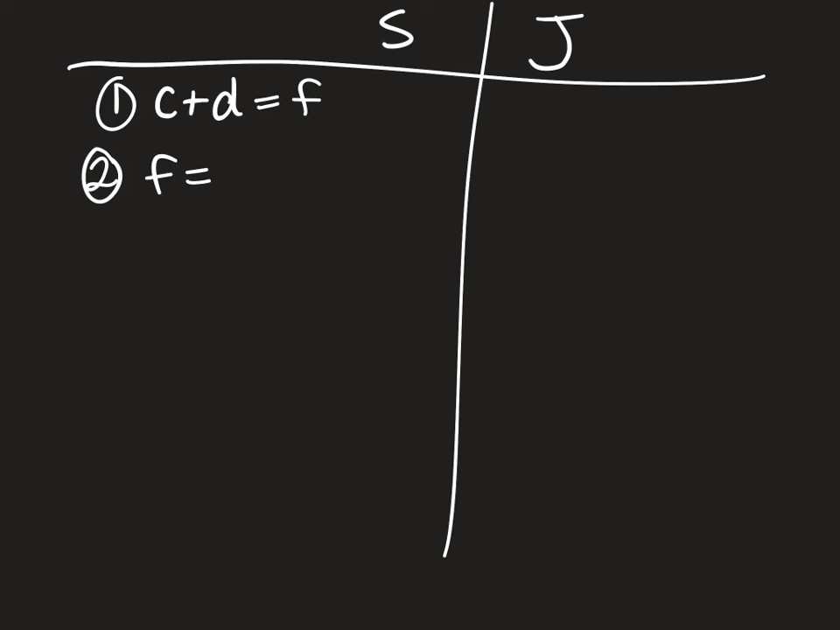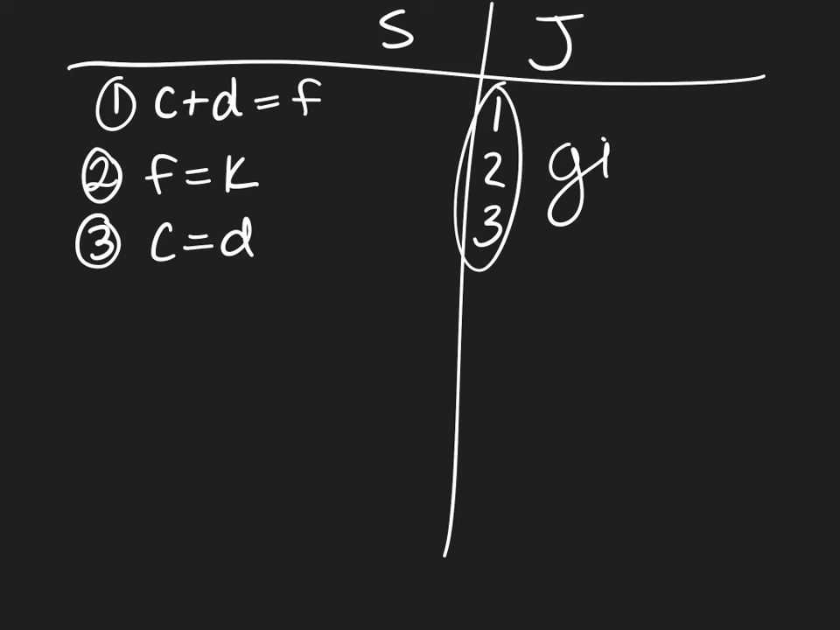All right, so on the last one, we have C plus D equals F. We have F equals K. And we have C equals D. And we're trying to prove that K is equal to 2C. So we need to make an equation that has just K and C, because it's K equals 2C.